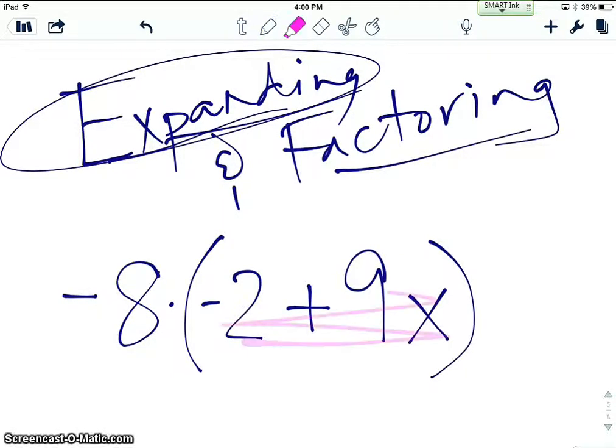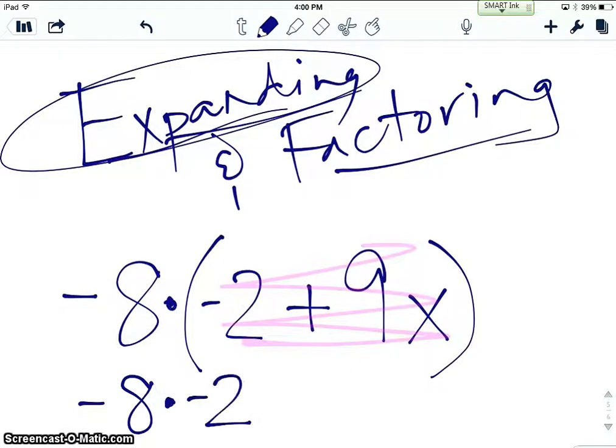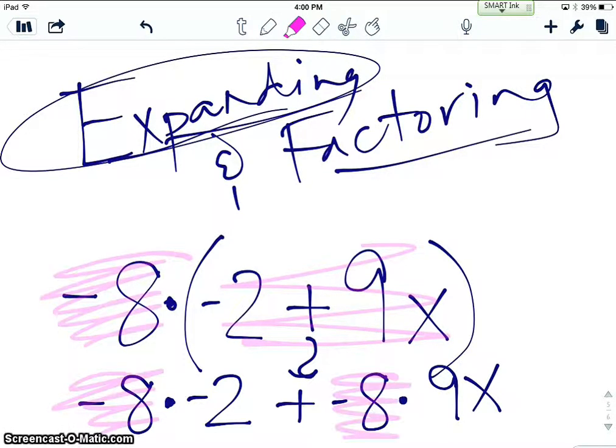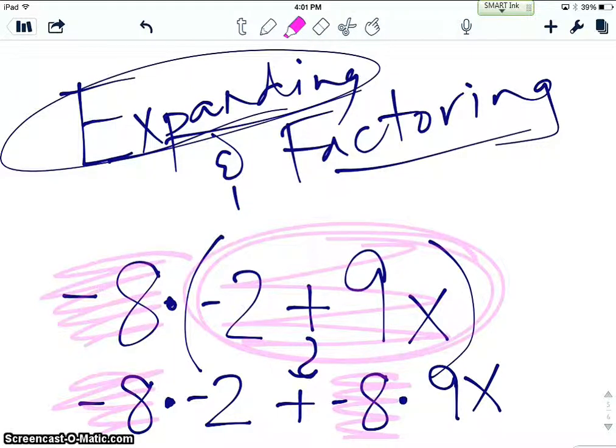These terms cannot be added together because they're not like terms. So I go to the outside. The -8 is being multiplied with them. So I'm going to take -8 times the first term of -2. And bringing down the plus sign, I have that -8 being multiplied with the second term. So as you can see, that -8 is being multiplied twice because there were two terms inside the parentheses.